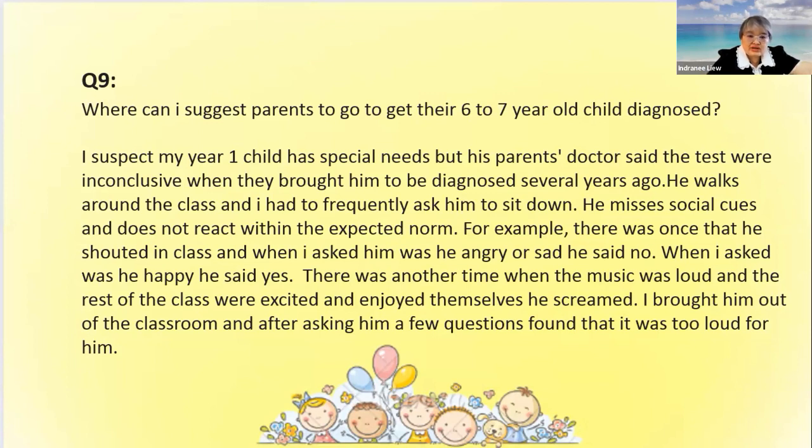So this child walks around the class. I've frequently asked him to sit down. He misses social cues, does not react within the expected norm. There was once he shouted in the class when I asked him whether he was angry or sad. He said no. When I asked whether he was happy, he said yes. There was another time when the music was loud. The rest of the class were excited and enjoying themselves, but he screamed. I brought him out of the classroom and found it was true. Looking at his behavior, I think he does have autism.